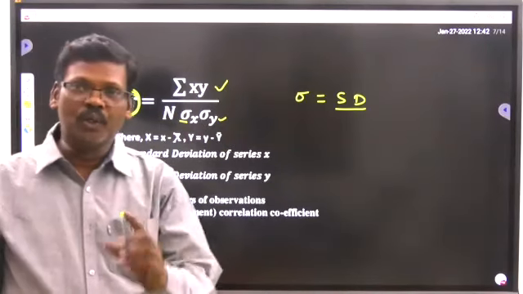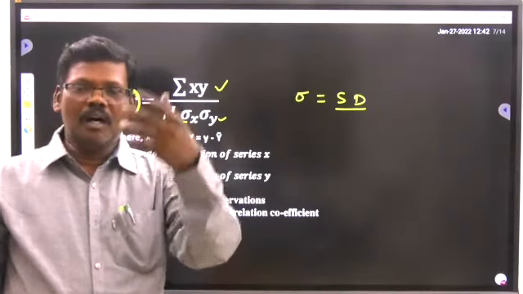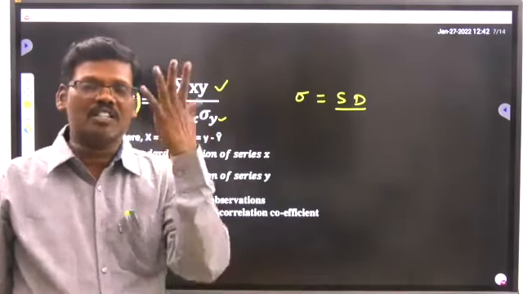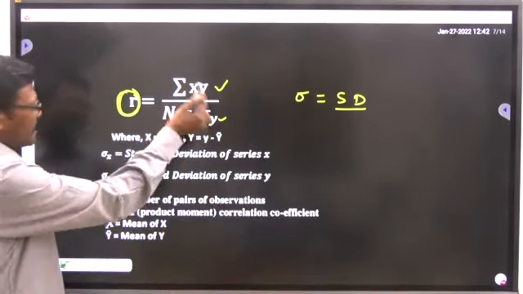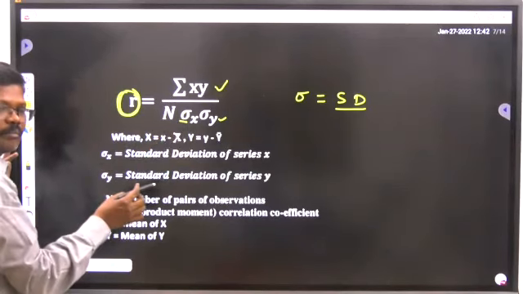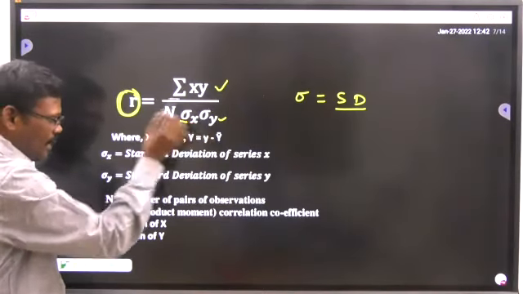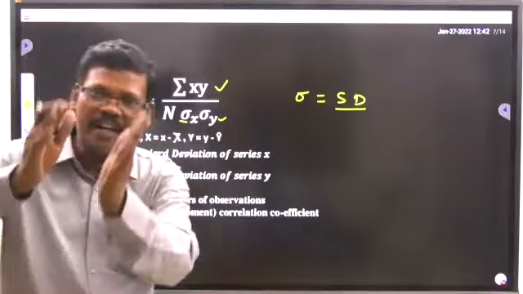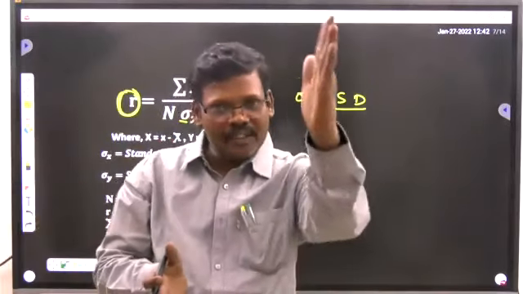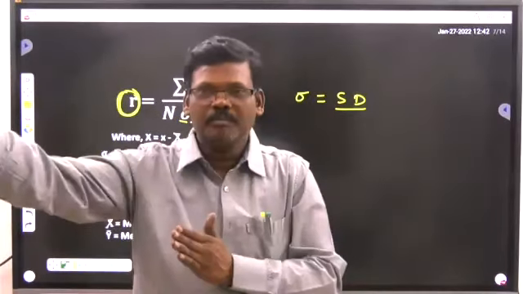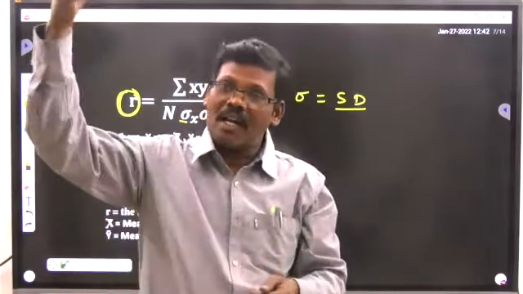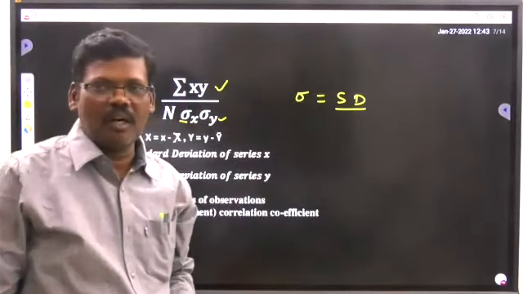That's why I already told you that to understand the Karl Pearson coefficient of correlation, we must understand the standard deviation. So sigma xy divided by n into standard deviation of x, standard deviation of y. X is one variable, whereas y is another variable, because we are explaining the relation between two variables. For one variable we have to estimate the standard deviation, and for the other variable also we have to estimate the standard deviation.